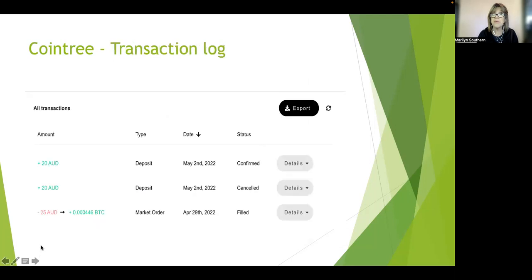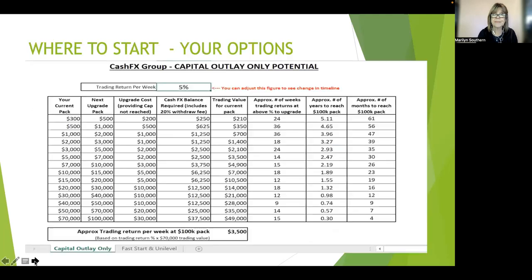After you've withdrawn it from your bank account, it will come up as being confirmed. There is a little transaction log at the top of this bar usually that you can see. I've cut that off for this slide. And your details, your $20 has been confirmed. That original order that you said you were going to deposit has been cancelled, and now it's confirmed. And that's just the way Cointree work.